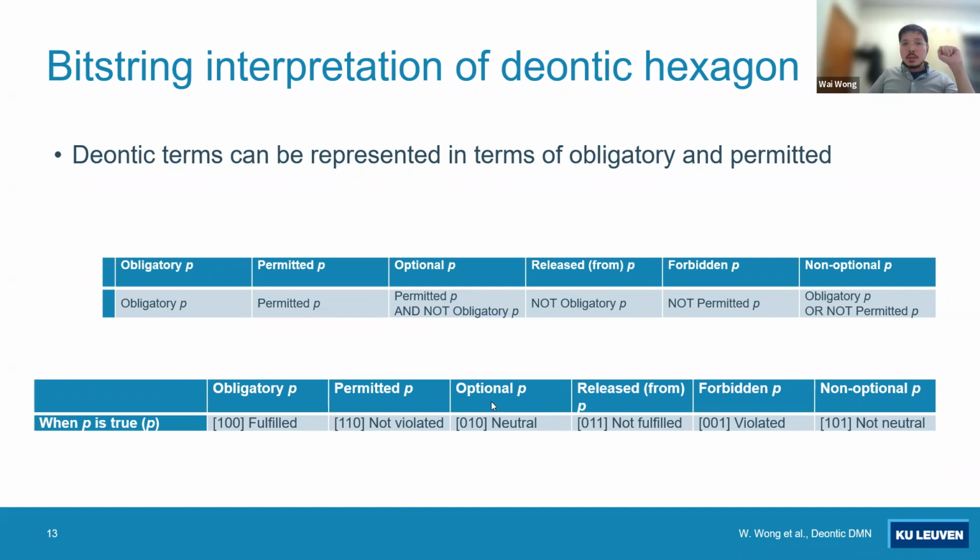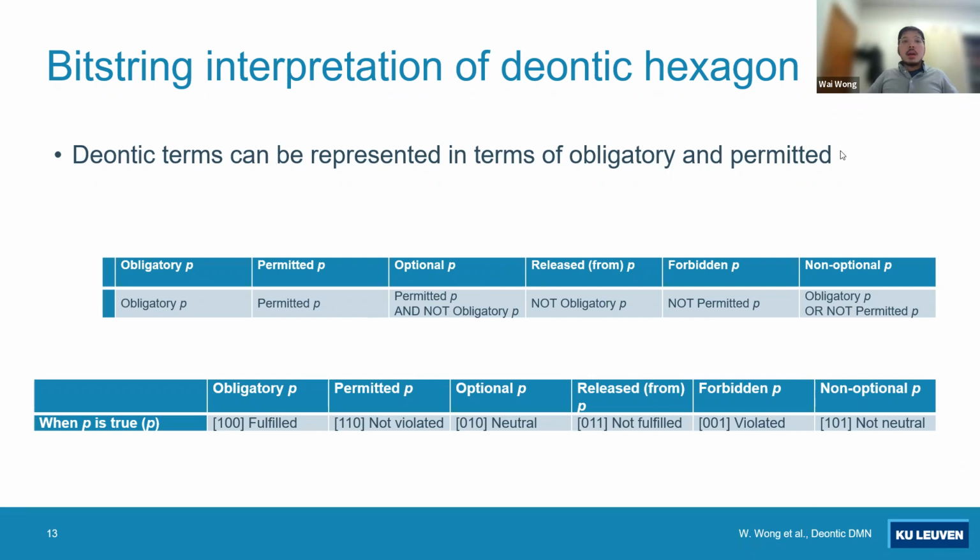Basically, because of how we represent the bitstring, we can write down the other terms in terms of obligation and permission. For example, if you are forbidden to do something, you mean that you're not permitted to do it. And if you are optional to do something, that means you are permitted to do it, and it's also not obligatory to do that thing. So that's a way to write the Deontic terms in terms of obligation and permission.